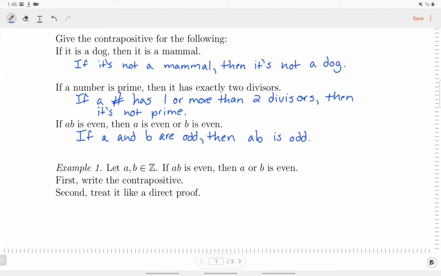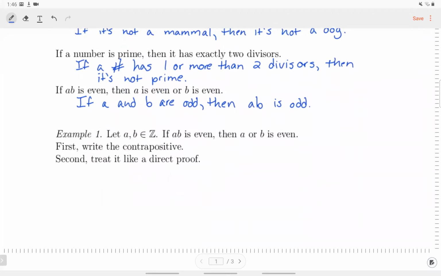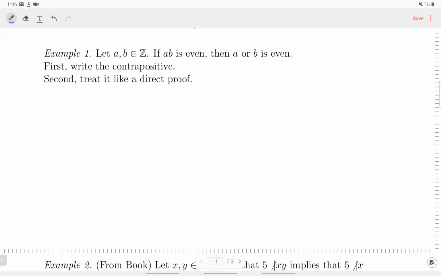Okay, so the first proof I want to do is on that one we just did. If I want to prove that if AB is even, then A or B is even, that would actually be very difficult from that standpoint. But if I use the contrapositive, A odd and B odd implies AB odd, then the proof becomes much easier.